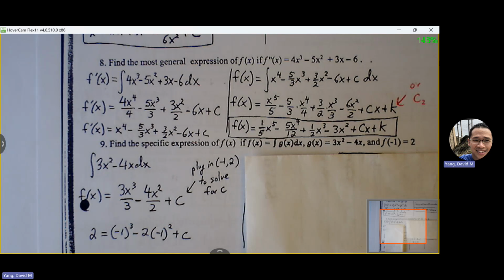And once you solve for c, then you can go back to your general equation and replace the c with the number that you found.